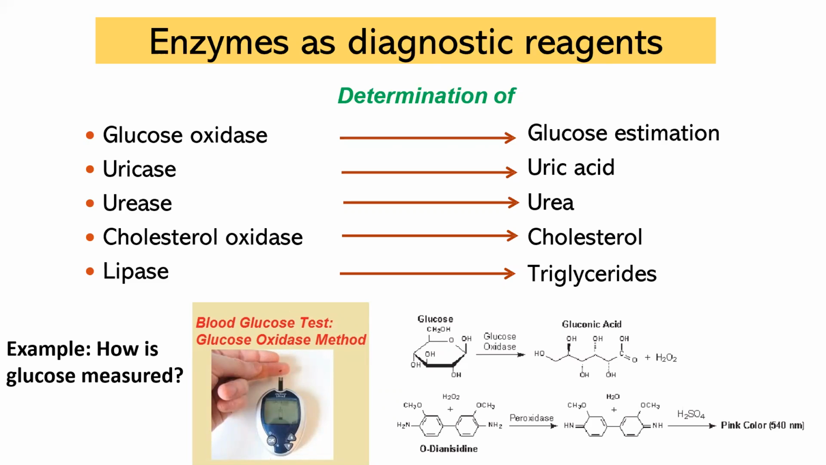Glucose oxidase is used for glucose estimation. Similarly, uricase for uric acid, urease for urea, and all of those. What is shown here is an example of how glucose is measured using a glucometer. I'm pretty sure you might have seen a family member do this. That's just an example of how enzymes help in detection, and the color change is what tells us. But what is actually involved are the proteins and enzymes.